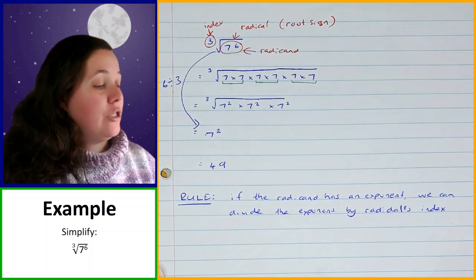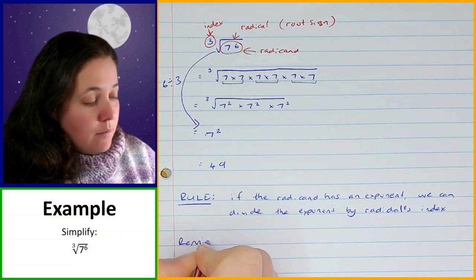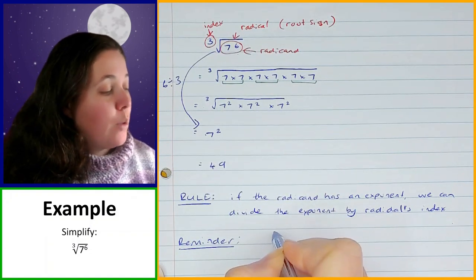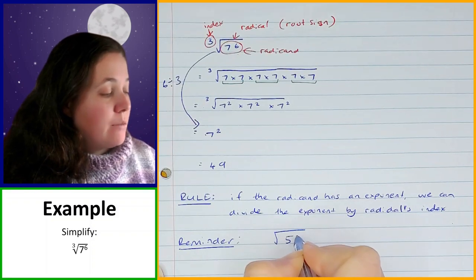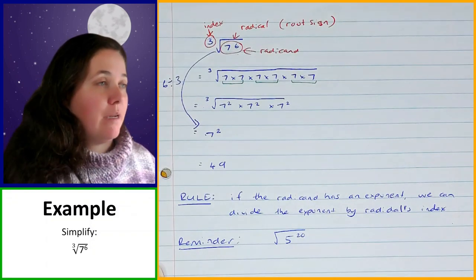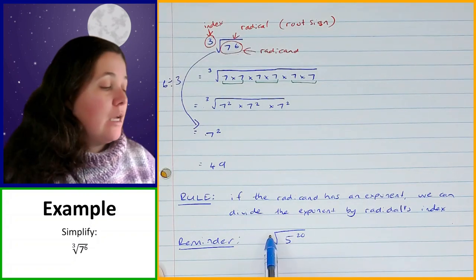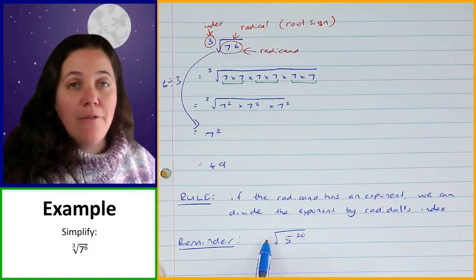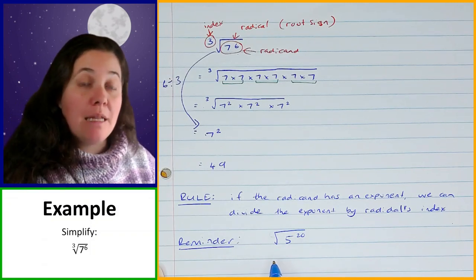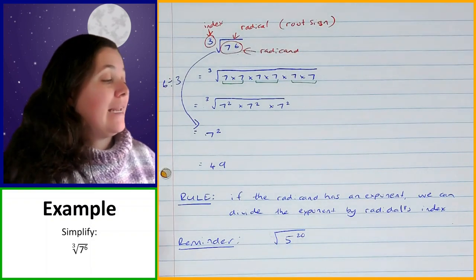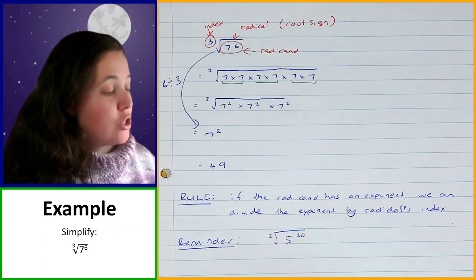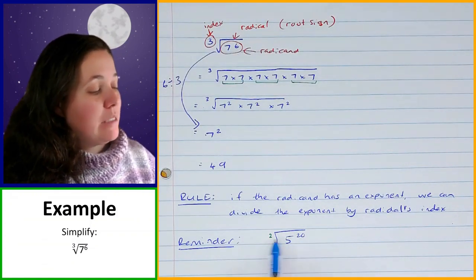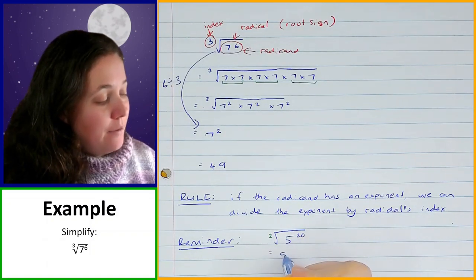Now, I just need to remind you about what happens if you have an example like the square root of 5 to the power of 20 or something like that. In this case, when you have a square root, you can't see a little number over here. You can't see the index. If you can't see the index, that means it's a square root, and that little index is invisible and it's a 2. So you treat it as though it's a 2, and you're going to divide the exponent by 2.